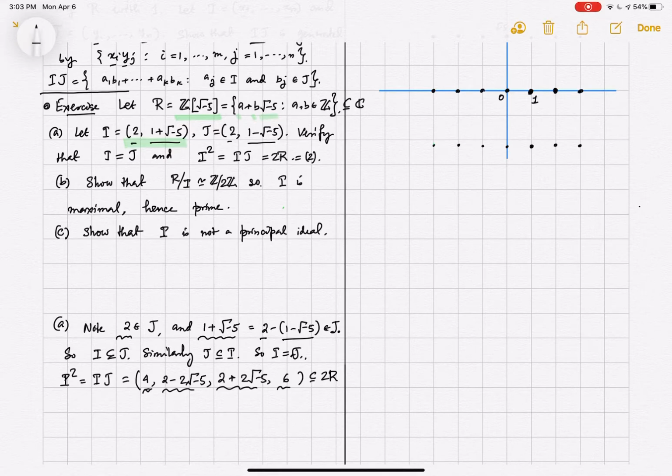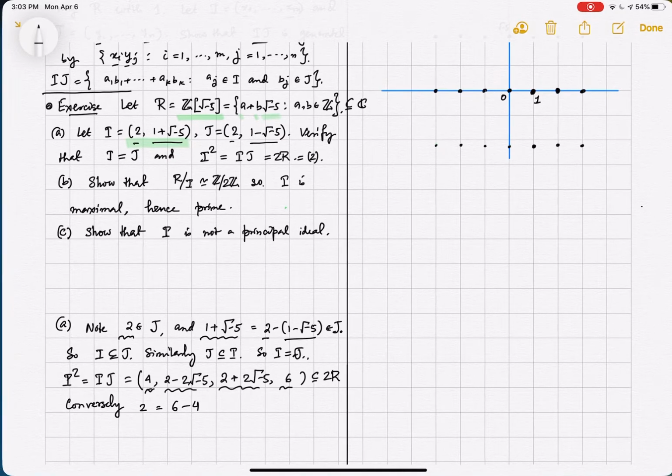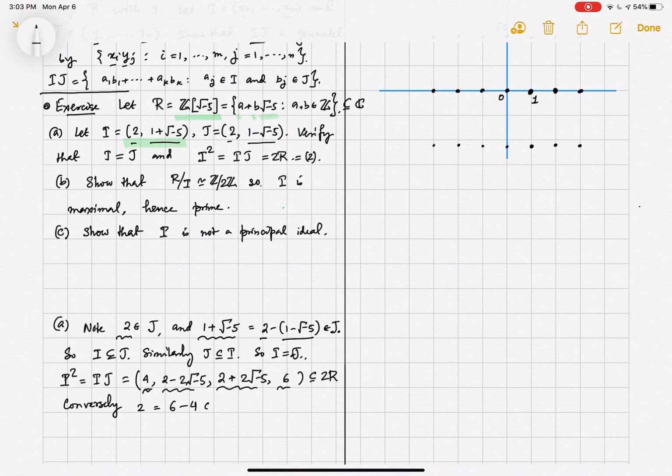Conversely, 2 is 6 minus 4. And 6 and 4 are both in IJ, so 6 minus 4 is in IJ. So if 2 is in IJ, and IJ is an ideal, then any multiple of 2 is also in IJ. So I have both inclusions, so I get IJ equals 2R. That's part A.